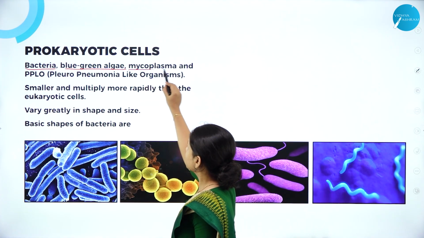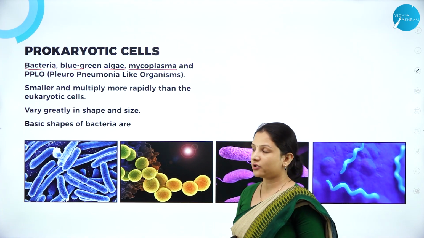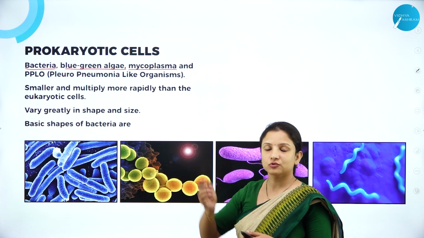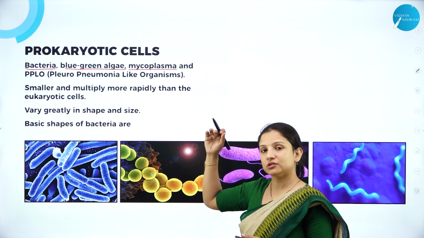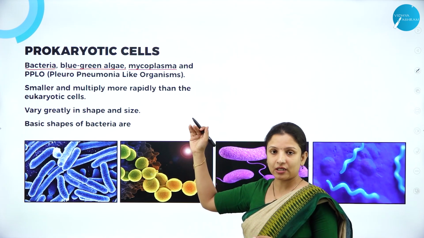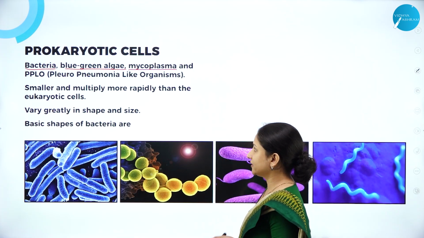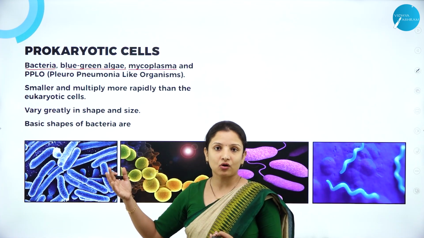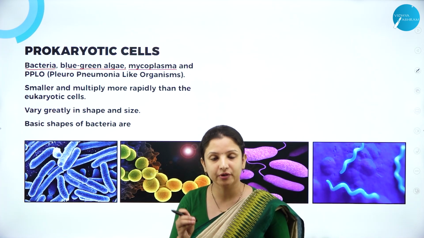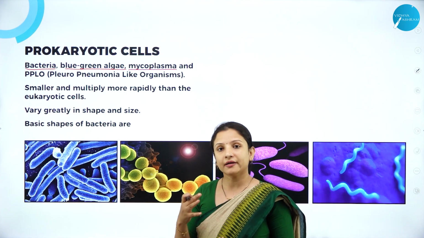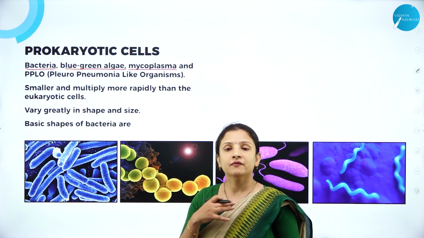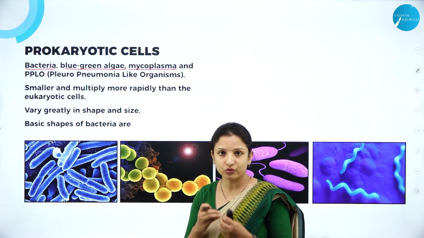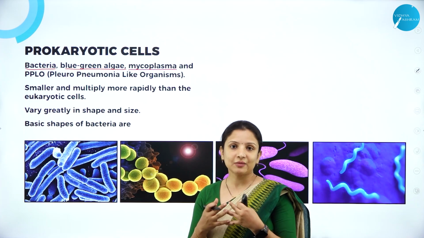And there is mycoplasma, which is the smallest form of prokaryotic cell, and PPLO, that is pleuropneumonia-like organism. So all these come under the prokaryotes, and all of them are unicellular and they do not have a true nucleus. And they are smaller in size. Of course, most of these unicellular organisms are visible only under the microscope, under high power magnification. We cannot see them as such with the naked eye, because they are very minute or small in size, and they multiply very fast.